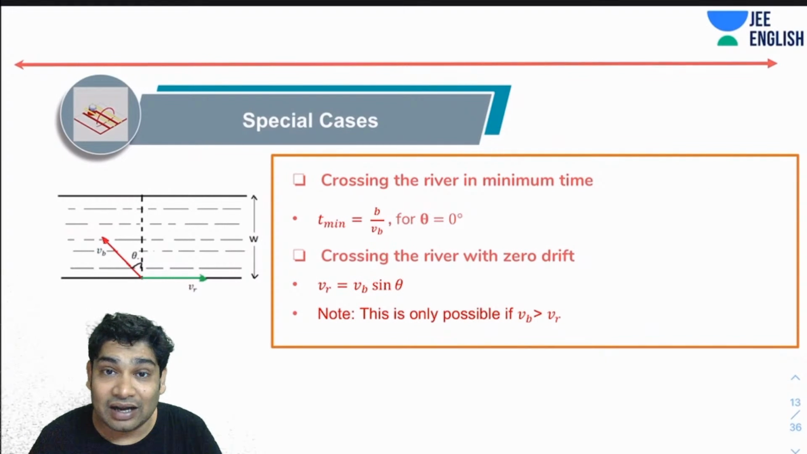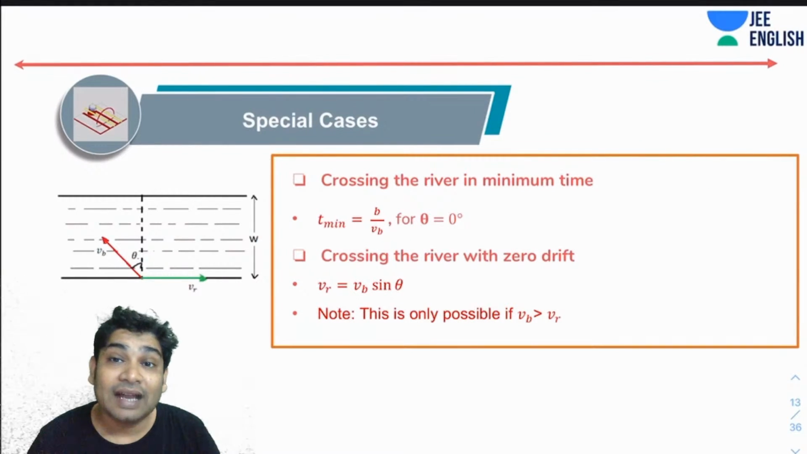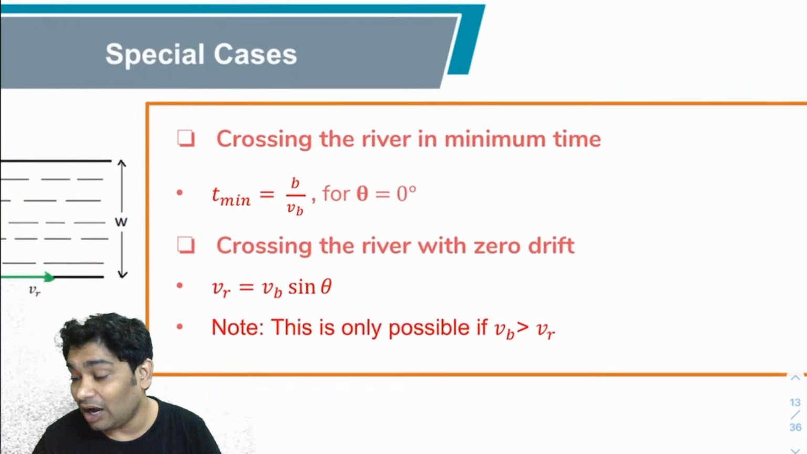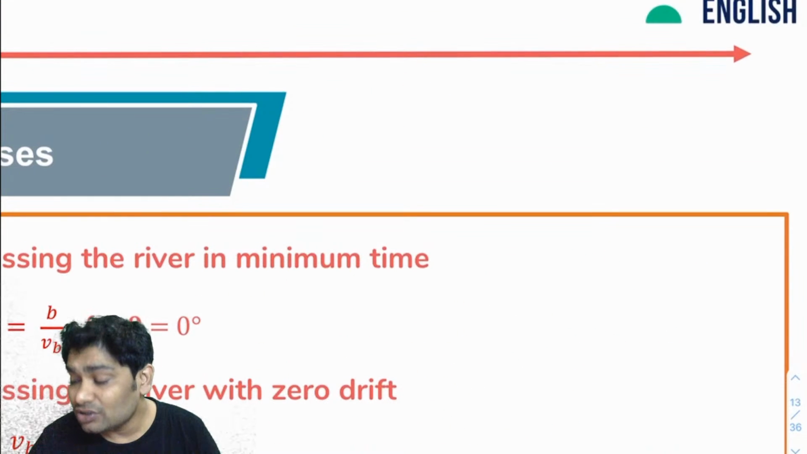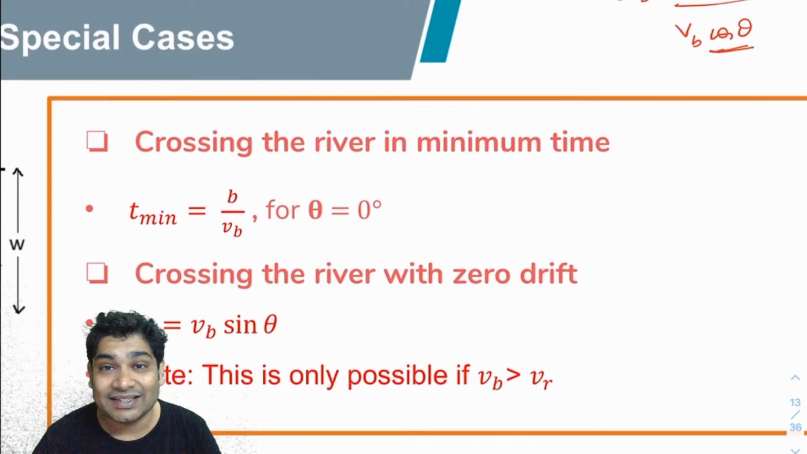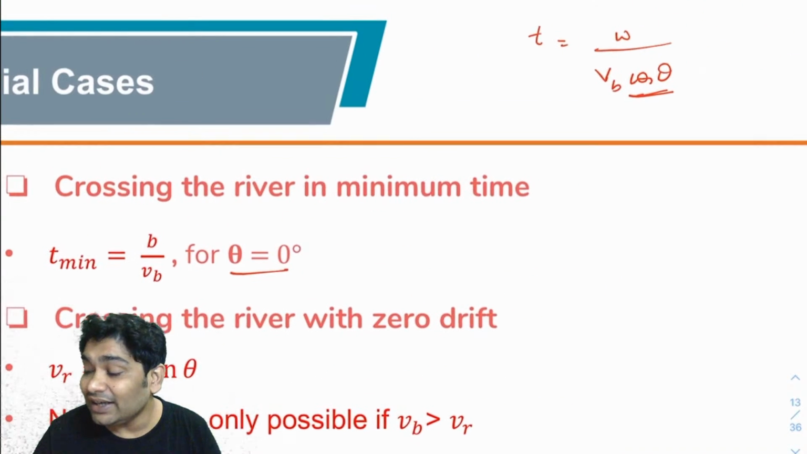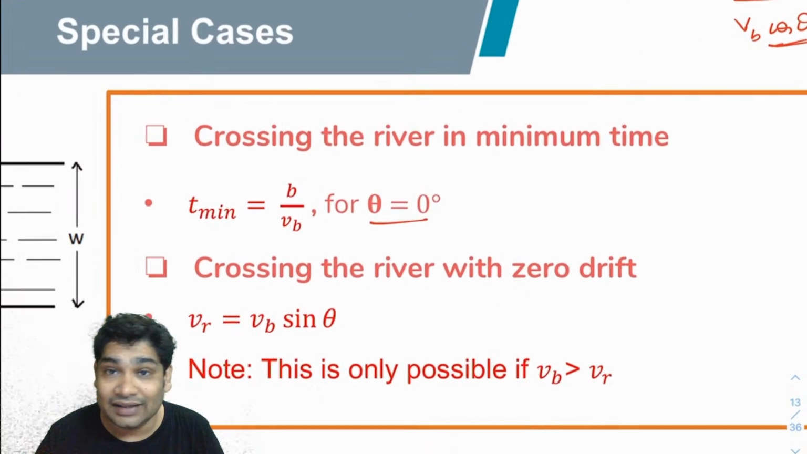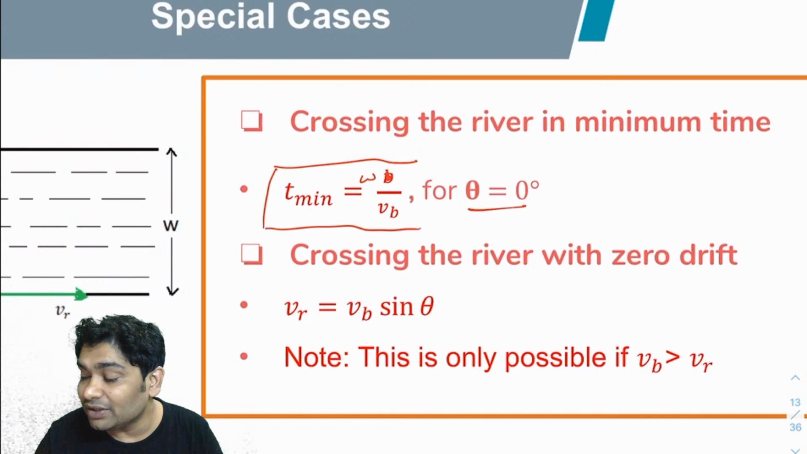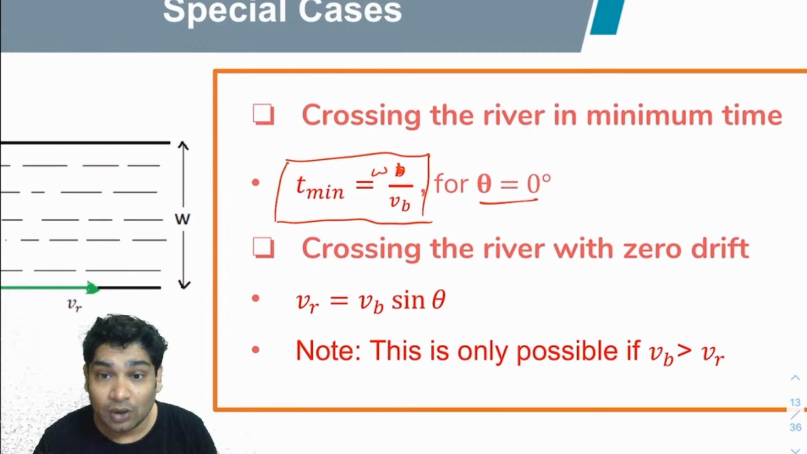Now we can consider a couple of special cases. One special case is if you want to cross the river in minimum time. How should you show that? That is very simple. You realize T was W over VB cos theta. If you want the time to be minimum, then you want cos theta to be maximum. So for this, the condition would be theta equals 0. When theta is 0, cos becomes 1, and the minimum time to cross the river would be W over VB. This would be the minimum time required to cross the river.